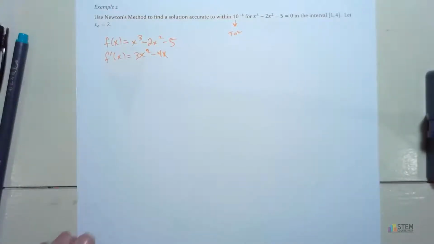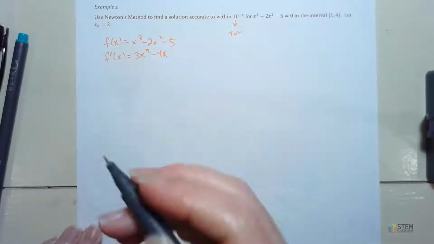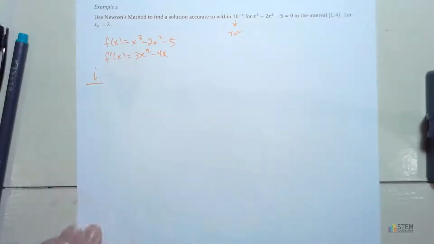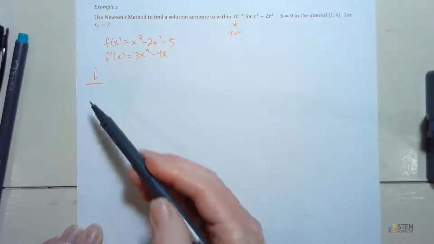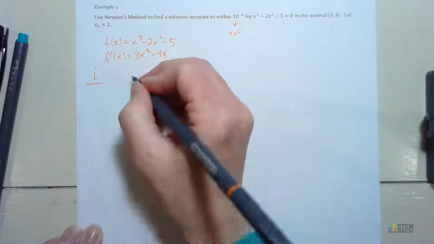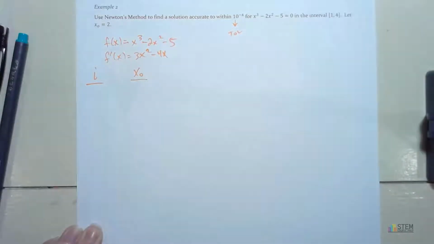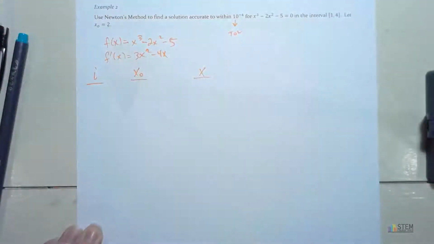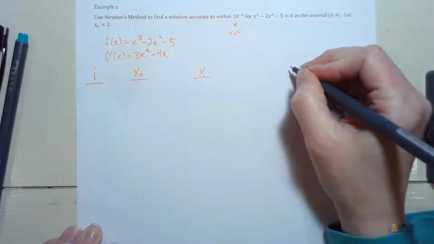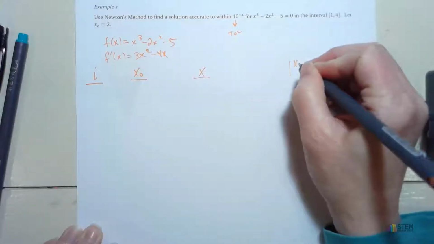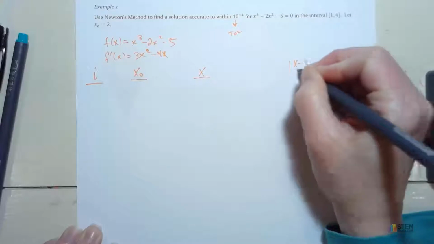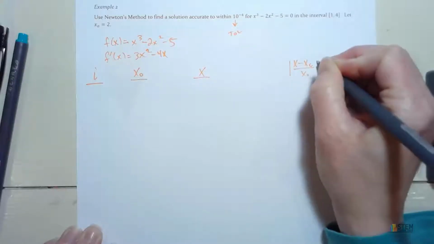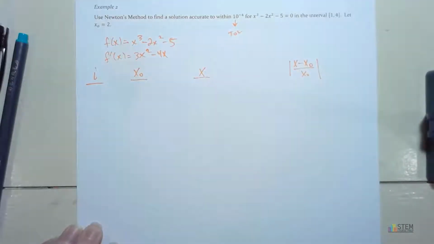All right. Now let's go ahead and make up a table, kind of like what we did with the bisection method. So let's make a column for i. Let's do our initial guess, x0. Then let's do x. And then let's have one to check the tolerance, the absolute value of x minus x0 over x0. And now we'll just go through and fill this out.